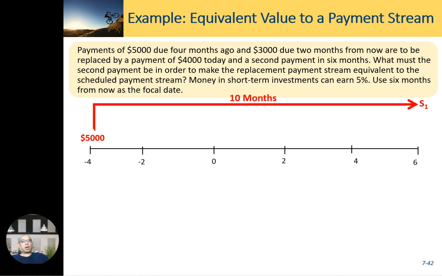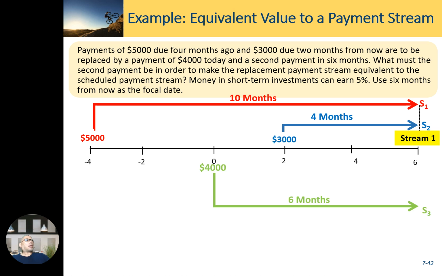So we're going to look at this logic step by step. From the 3,000 here, the second payment is S2. S1 is 10 months. S2 will be 4 months. This is stream 1. And then another one, S3, 4,000 at 6 months. Okay, S3 for 6 months. And then X for stream 2.